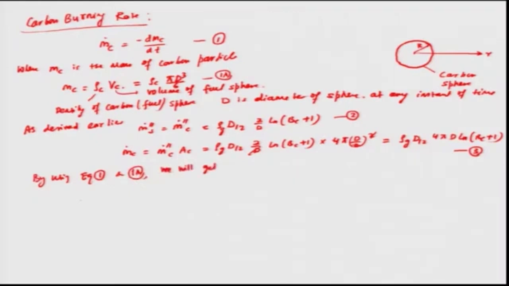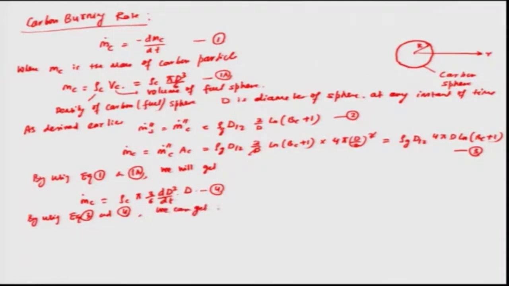We will get m dot c is nothing but your rho c pi 3 by 6 d square by dt, which is basically equation 4, I can say, and that is nothing but by using equation 3 and 4, we can get rho c pi by 2, 1 by 2 d by d square dt is equal to rho g D12 by 2, 4 pi d ln BC plus 1.